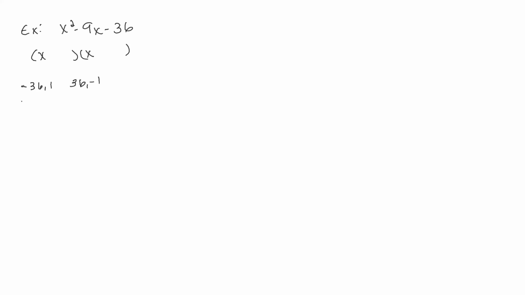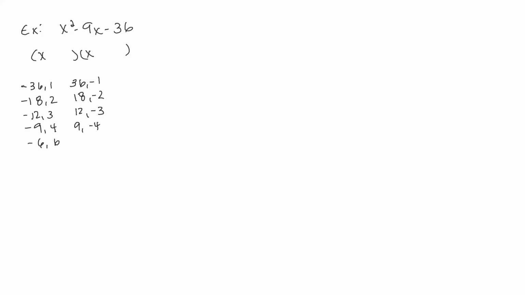We could do, let's see, negative 18 and 2, 18 and negative 2, negative 12 and 3, 12 and negative 3. Does 4 go in? So negative 9 and 4, 9 and negative 4. 5 doesn't go in. 6, so we could do negative 6 and 6. Okay, so those are all of the different pairs of numbers that when I multiply them, I get negative 36. Let's find the pair that adds to negative 9.